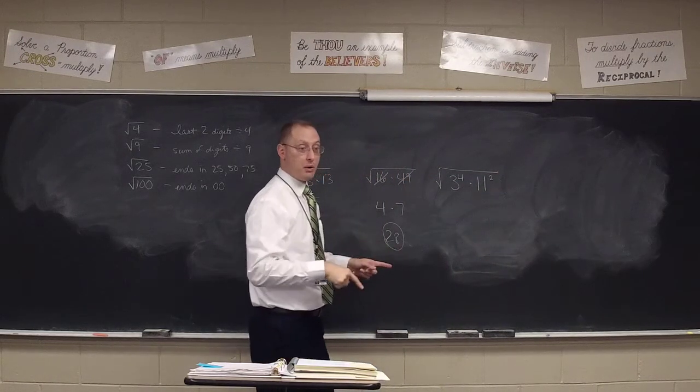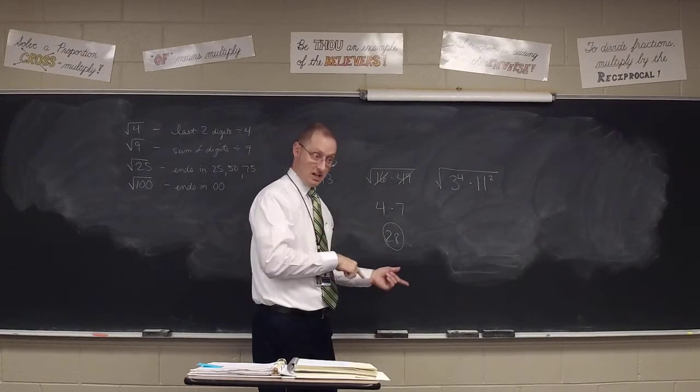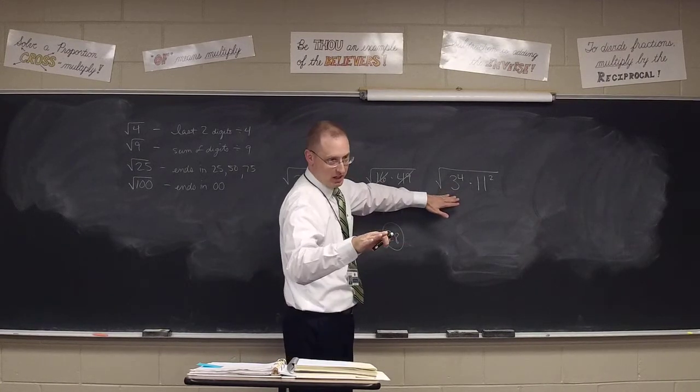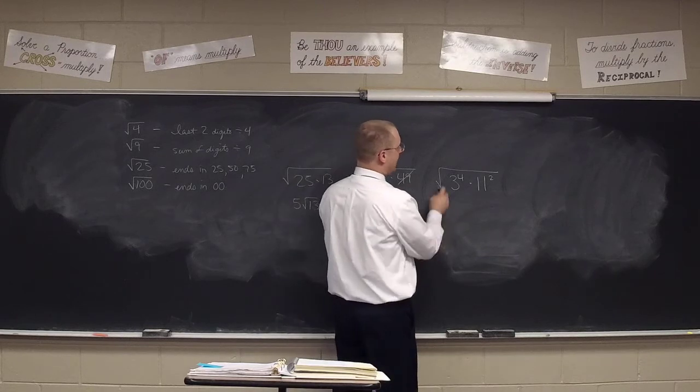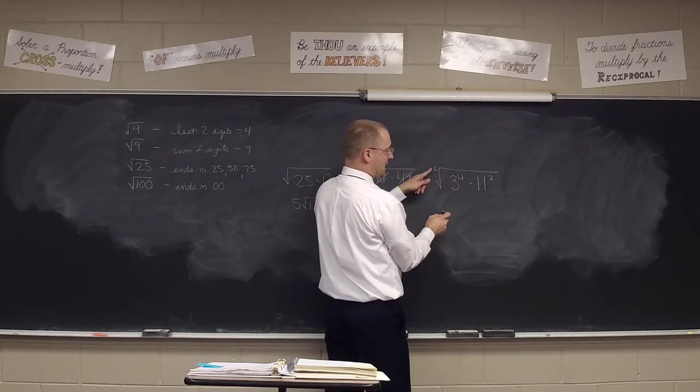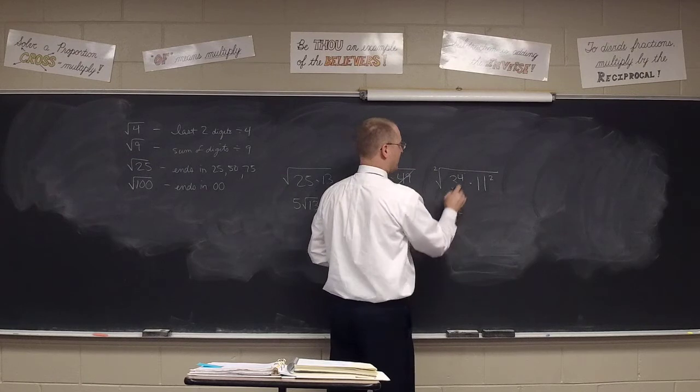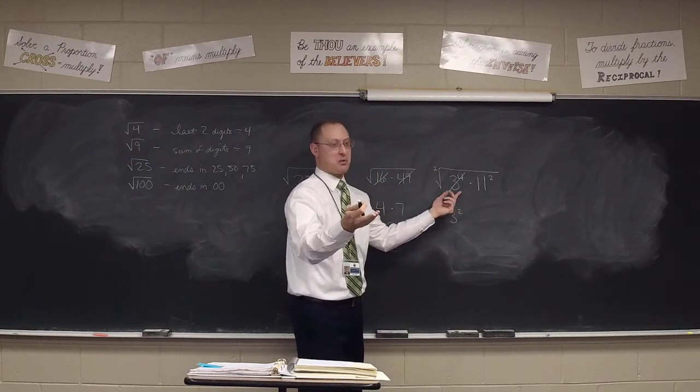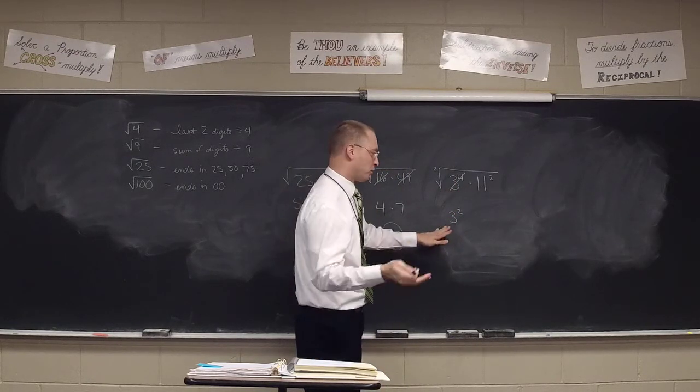Remember to take the root of a power, divide the exponent by the index, right? Now 3 to the 4th is 81, Glenn, that's true. But I don't even need to do that. I just need to divide the exponent by the index to get 3 squared. Now, if you change this to an 81, the square root would be 9, which is 3 squared, right? So it's not wrong necessarily.